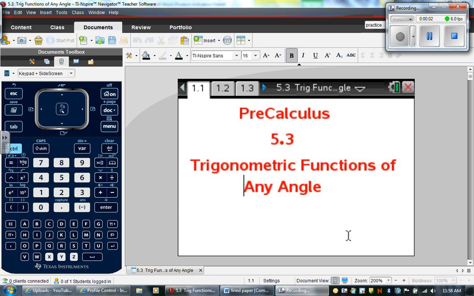This lesson is from Mrs. Cucci's College Now PreCalculus class. We are on lesson 5.3, trig functions of any angle. So go ahead and get that opened up and we'll get started.